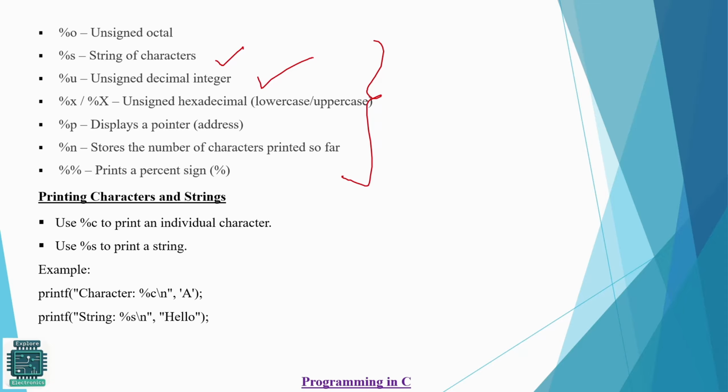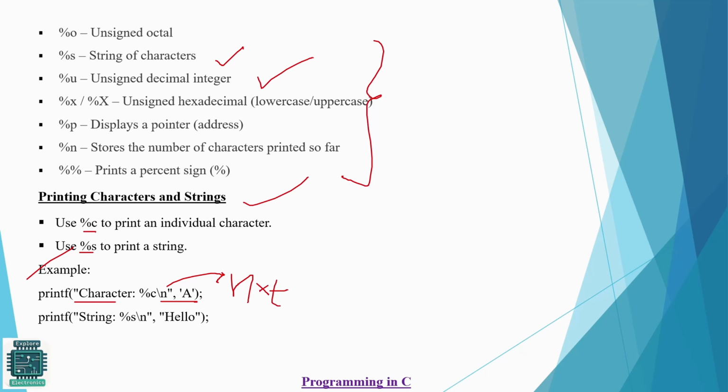The first one is printing characters and strings. %c is used to print an individual character, and %s is used to print a string. Here is an example. In printf, \n is used to go to the next line. \n refers to the next line.